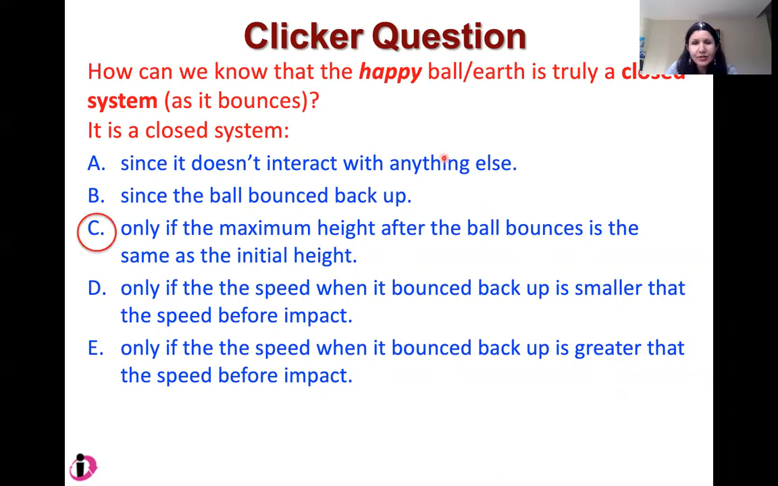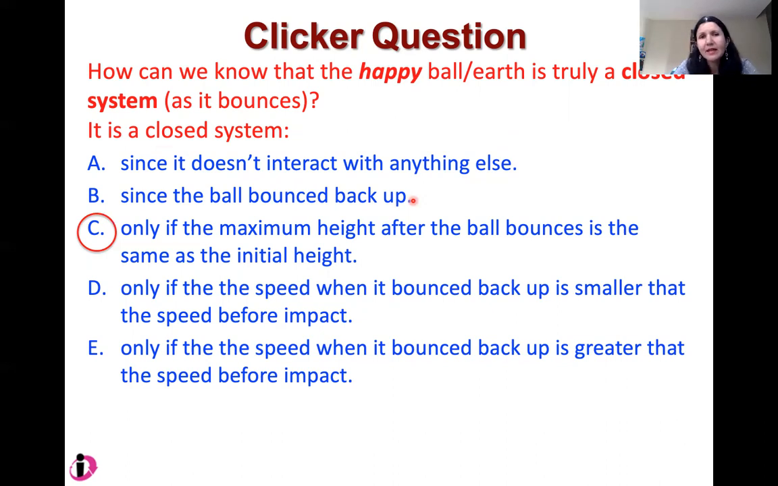Okay, so let's actually look at all the choices. It's a closed system since it doesn't interact with anything else. Well, that's not true. It does interact with the floor. It does hit the floor, and it's that floor that compresses, allows the ball to compress and bounce back up. So it does interact with something else, which already should tell you it cannot be a perfectly closed system. The ball bounces back, yes, but that's not what makes it a closed system.